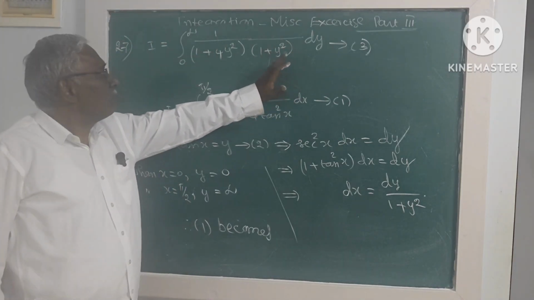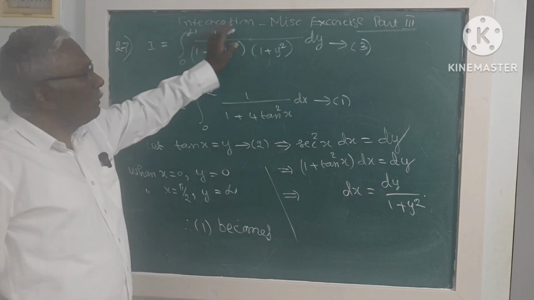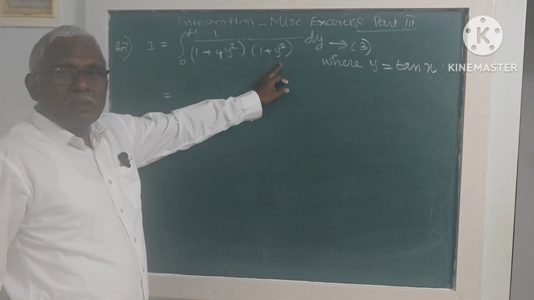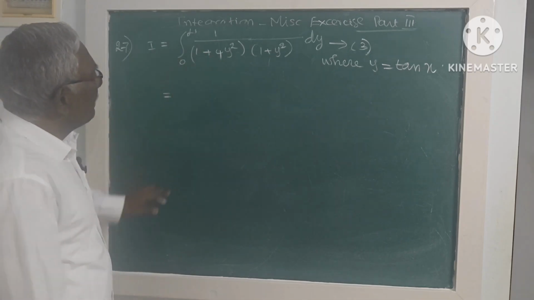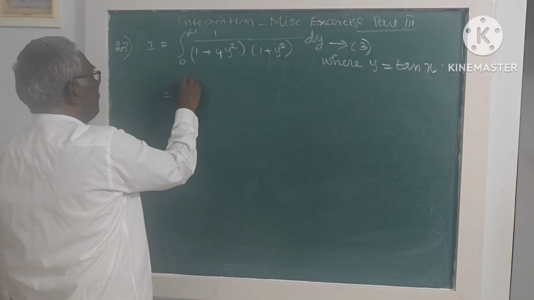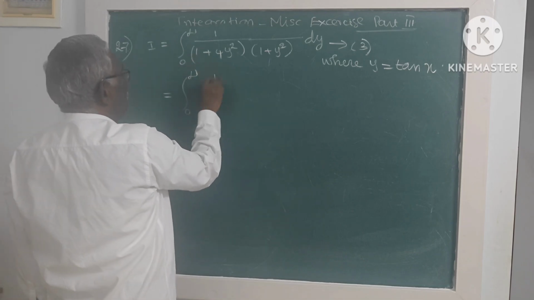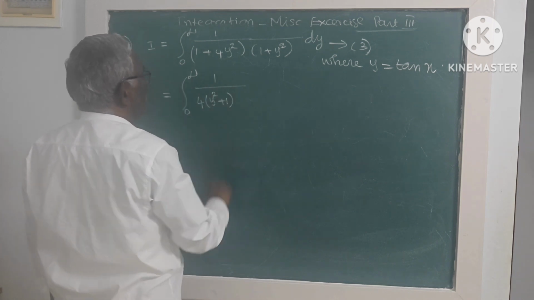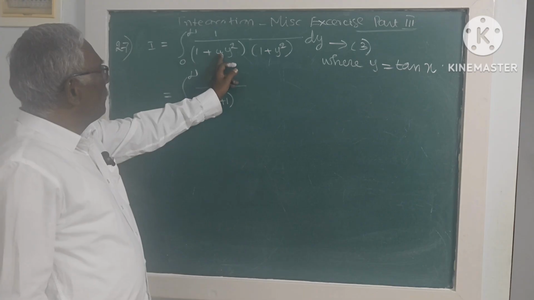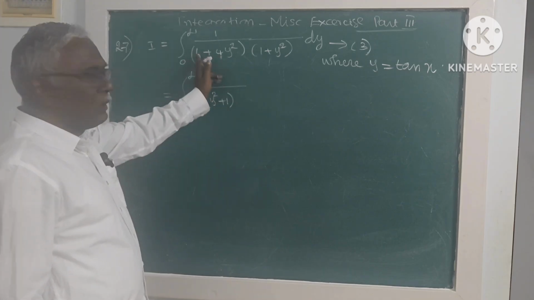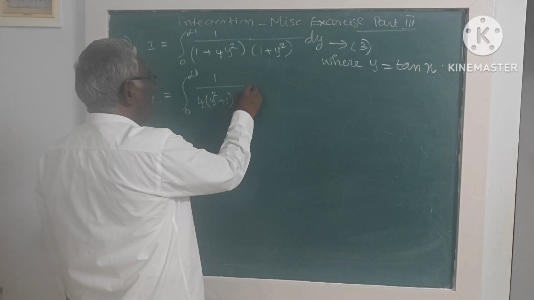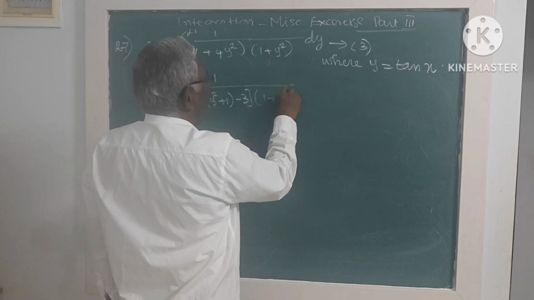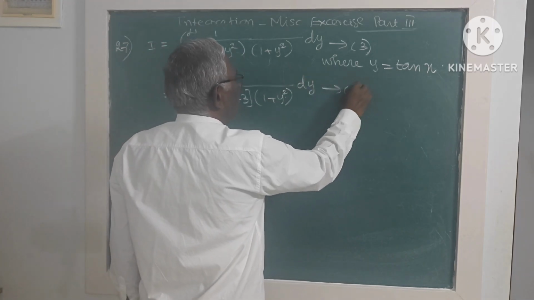Now we know how to proceed, because we have to use partial fractions. We can write this as 4y square is there, 1 plus y square is there. We can write in terms of 1 plus y square. How to write? 0 to infinity, 1 by 4 times y square plus 1. This I am rewriting as 4y square plus 4. We want only 1, so minus 3. This is one term. Then 1 plus y square into dy. We call this as 3.